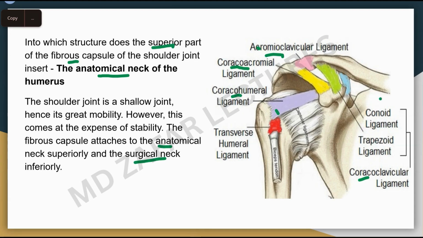So, you will be more interested to know their origin, insertion and direction for MRCS part B, but you are not required to know this much detail for MRCS part A itself. So, just have a look at this diagram to understand that these structures are present over here.